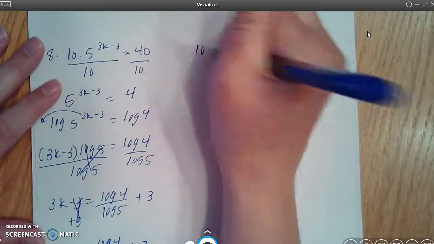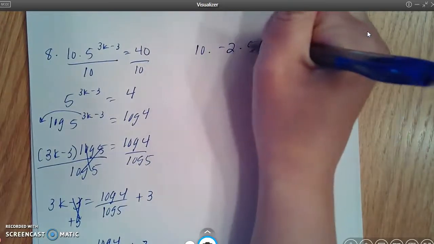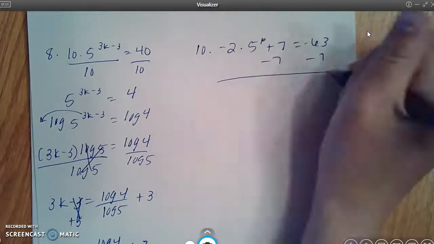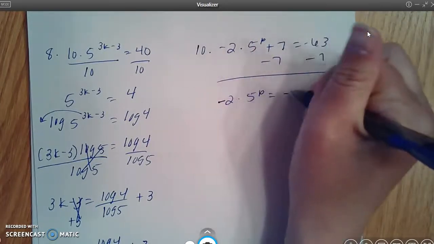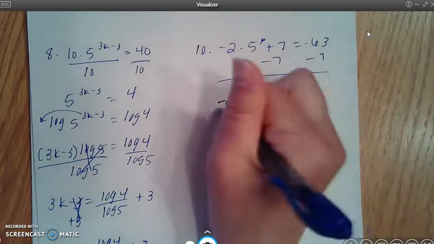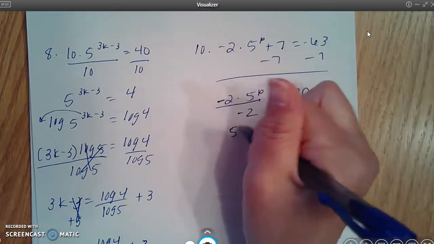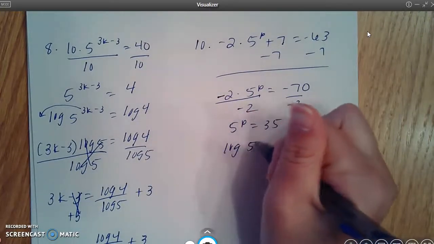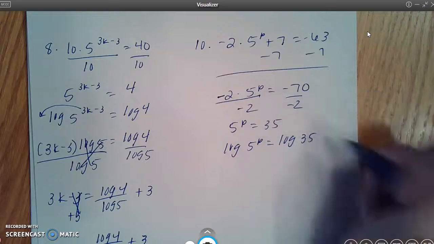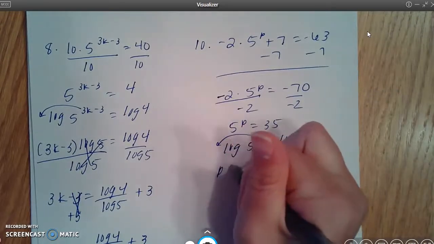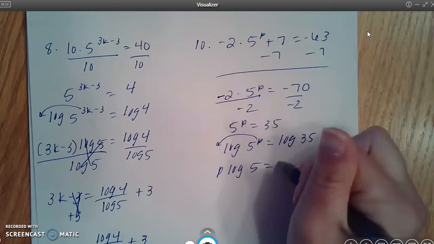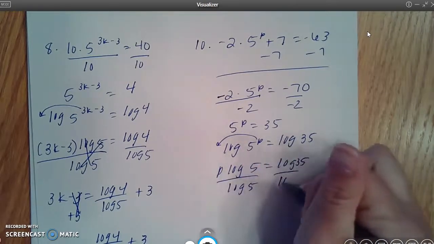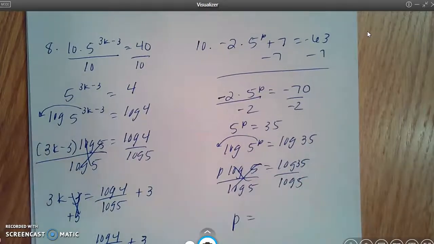Okay, number 10, we have negative 2 times 5^p plus 7 is negative 63. Step 1, I'm going to subtract my 7 and get negative 2 times 5^p is equal to negative 70. We'll divide both sides by negative 2, and you'll get 5^p is equal to 35. Now you can go through and take the log of both sides. That allows you to take your exponent and move it out front and get p log 5 is equal to log 35. And now divide both sides by log of 5 and plug this into our calculator.